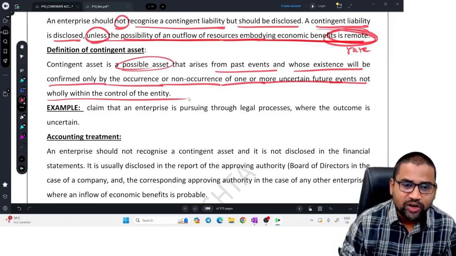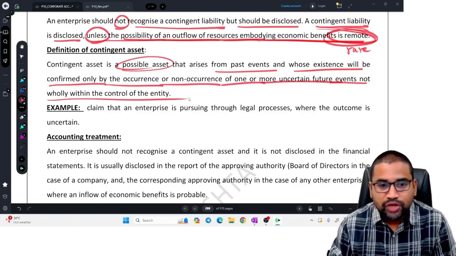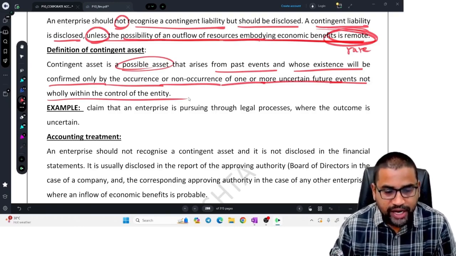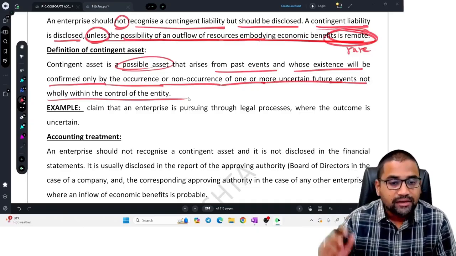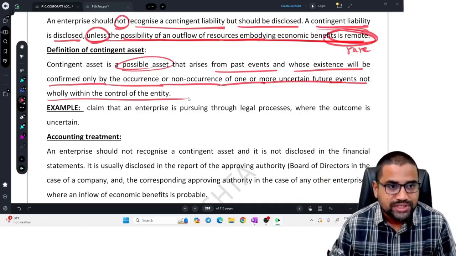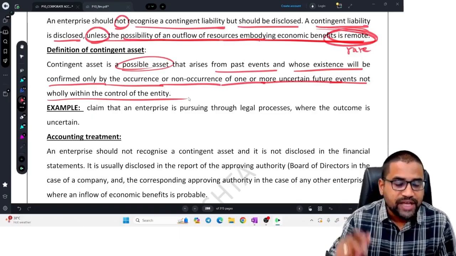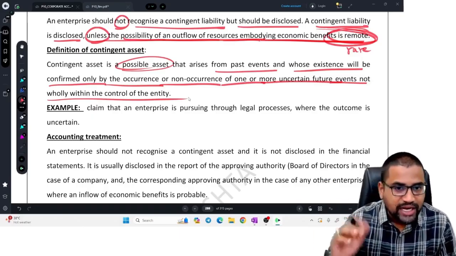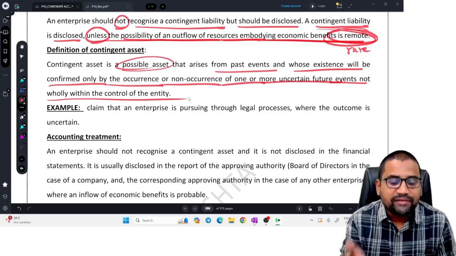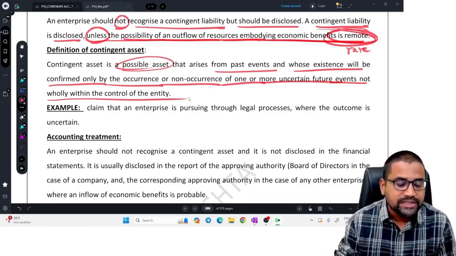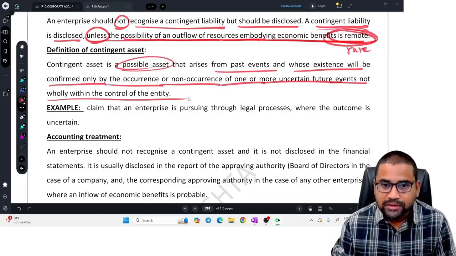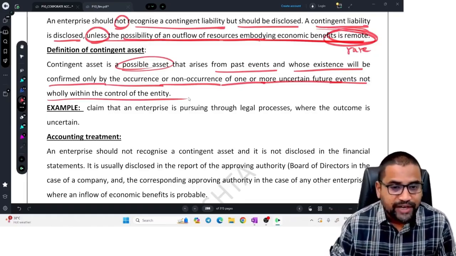For example, we entered a contract with another party. According to that contract, if there is a violation, a breach of contract, the other party has to pay damages to us. Now, suppose the other party has violated the conditions, and the matter went to court. We said a violation happened. The other party said no violation happened. So as of now, the matter is in court.